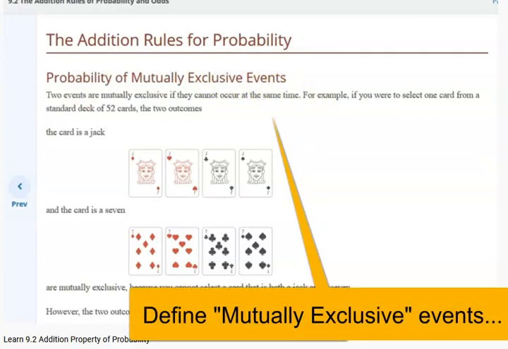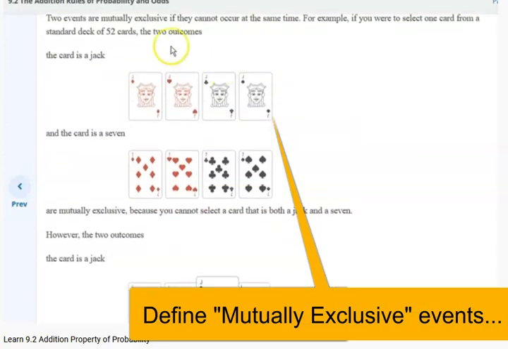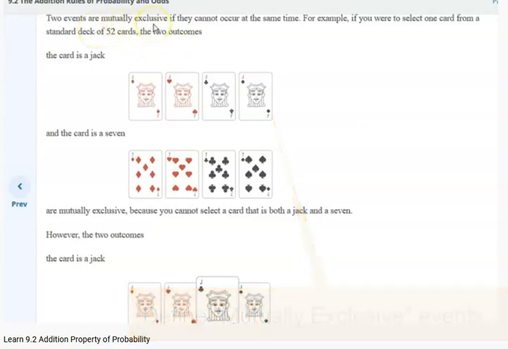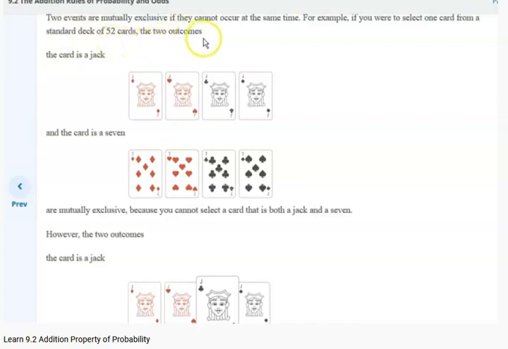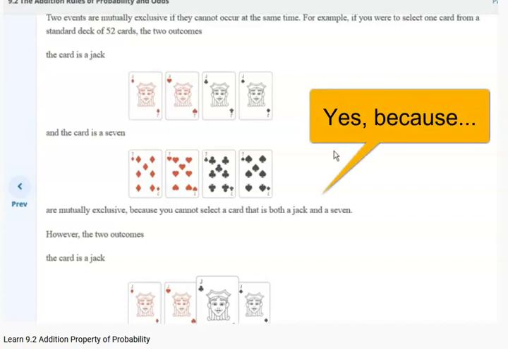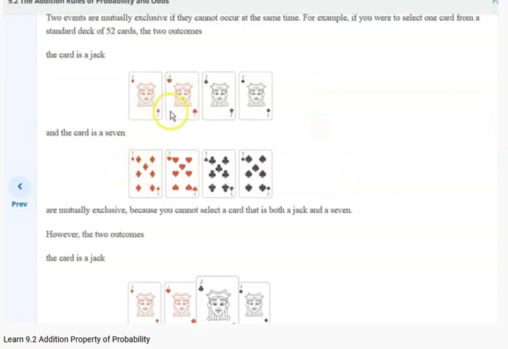Now we're going to look at cards here for a moment. Two events are mutually exclusive if they cannot occur at the same time. For example, if you were to select a card from a standard deck of 52, the 2 outcomes, the card is a jack (these are jacks) and the card is a 7 (these are the 7s). Are these events mutually exclusive? The answer is yes, because you can't select a jack and a 7 at the same time. They are independent events. They're not connected.